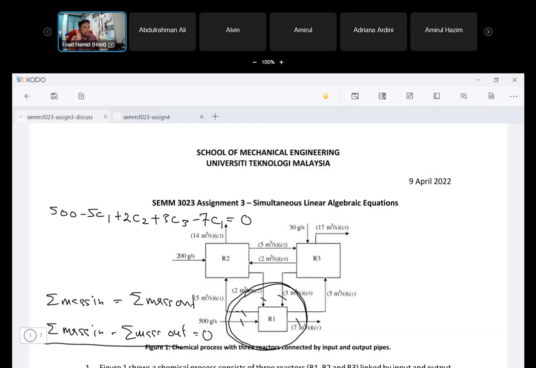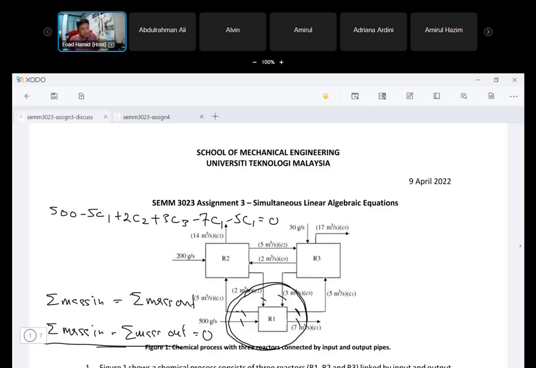So we rearrange. Oh, this one, yes, 5C1, so minus 5C1, equal to 0. So this is the governing equation. It says that mass coming in must equal mass going out, such that the net total is equal to 0, which is this equation.